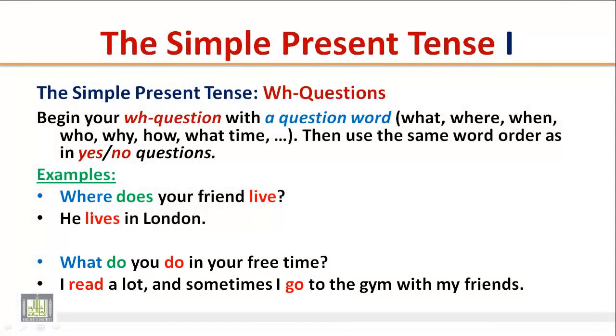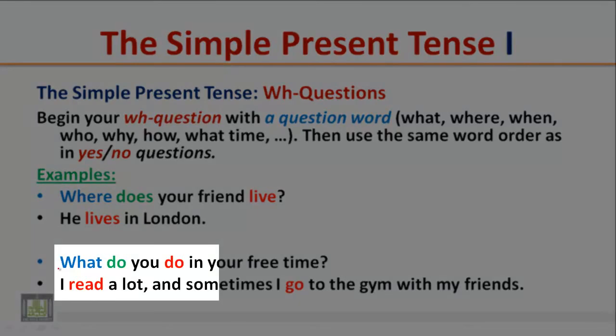Pay attention here to the word order in WH questions. We start with a question word, followed by the auxiliary verb, followed by the subject, followed by the base form of the verb.